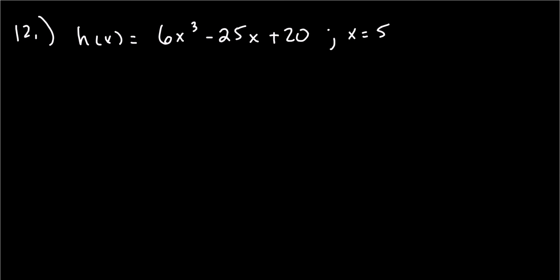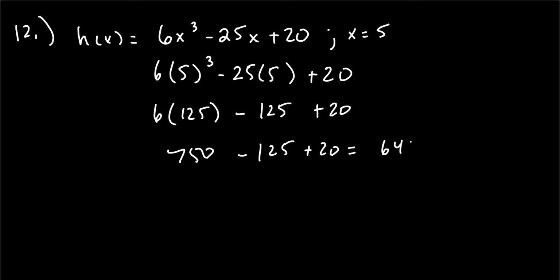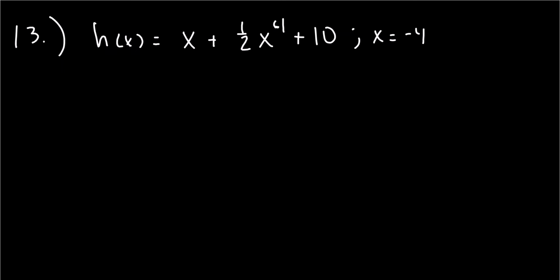Alright, number 12, I have 6x to the 3rd minus 25x plus 20, where x equals 5. So I'm going to plug in 5 for x, so I get 6 times 5 cubed minus 25 times 5 plus 20. I get 6 times 125 minus 125 plus 20. I get 750 minus 125 plus 20, which is equal to 645. And that's it for 12.